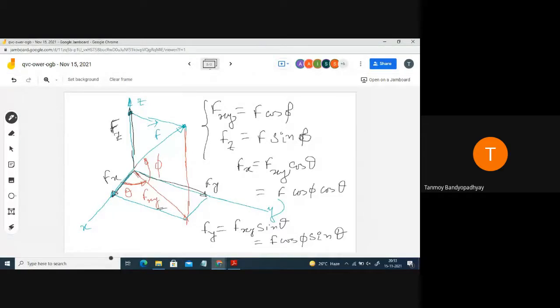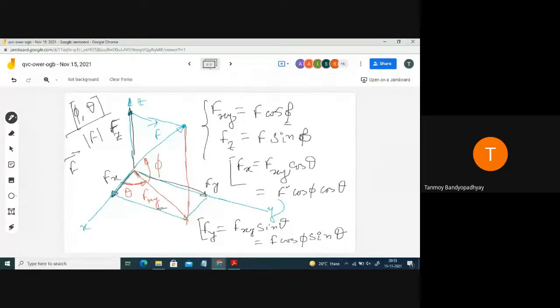So once all those things are known to you, you can complete this problem. Now you can calculate fx, you can calculate fy. The only things to be known are the magnitude of the force and all those inclinations: the inclination phi in the 3D plane and this inclination theta in the 2D plane, the XY plane. Then if you know the magnitude of F, you can calculate the F vector.